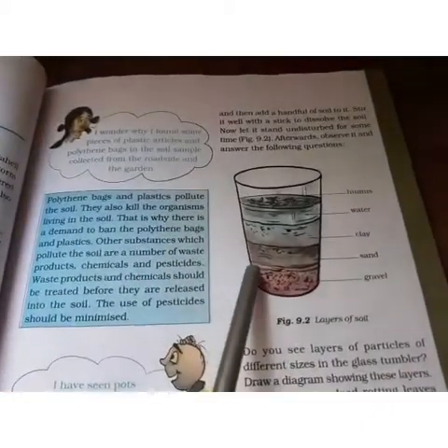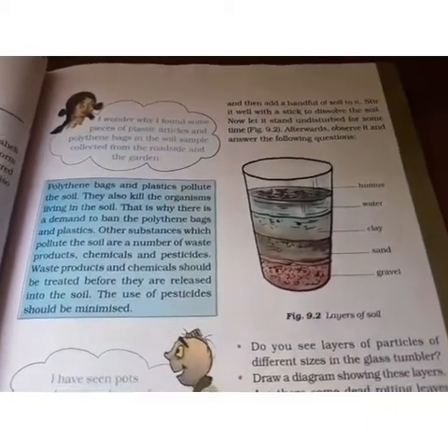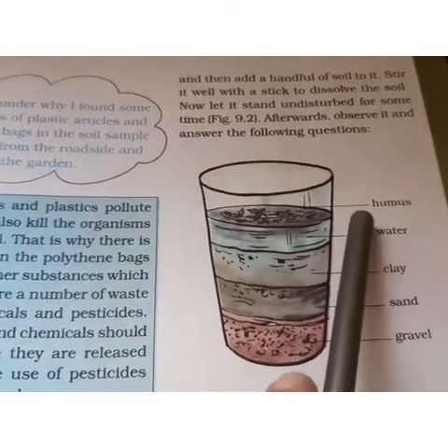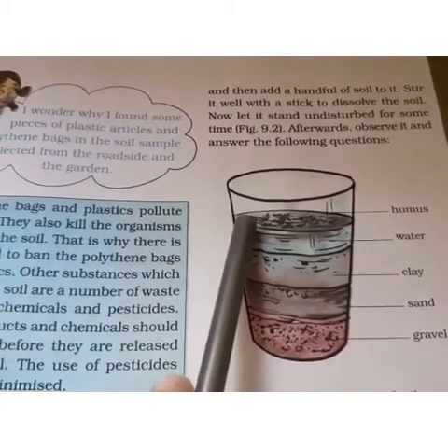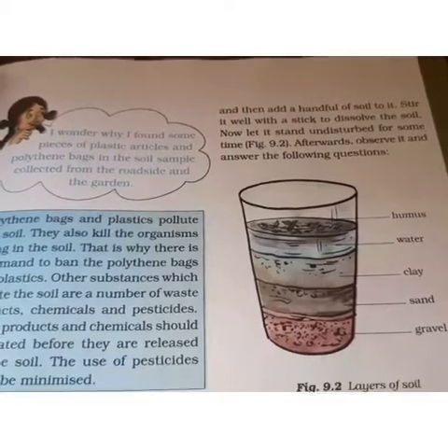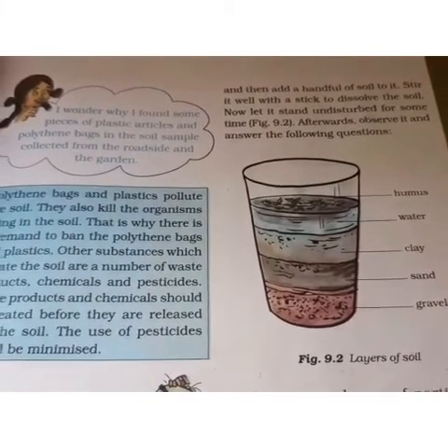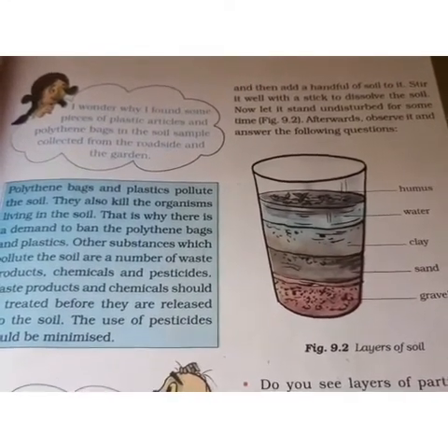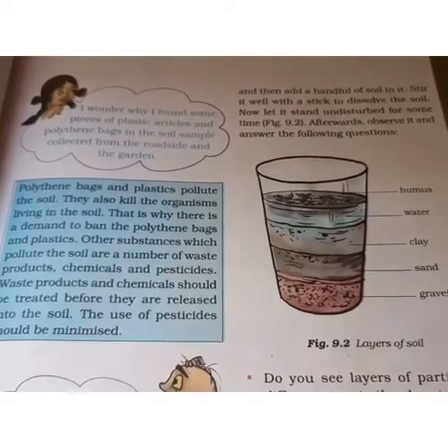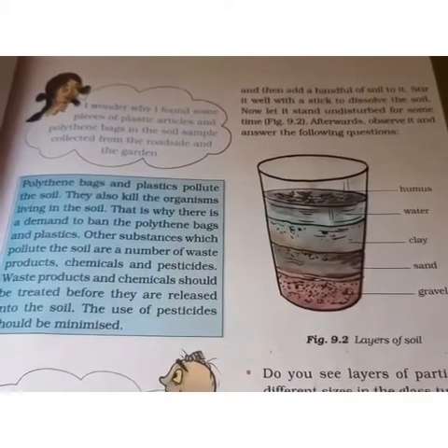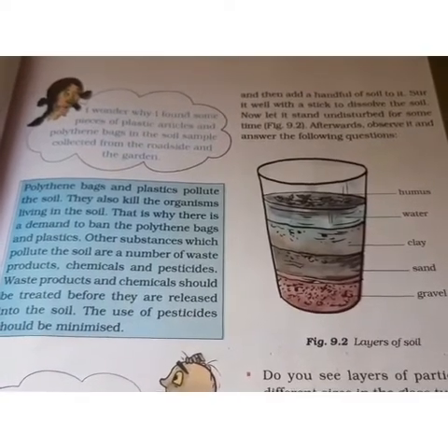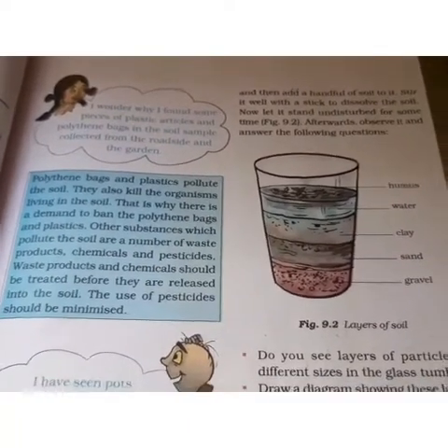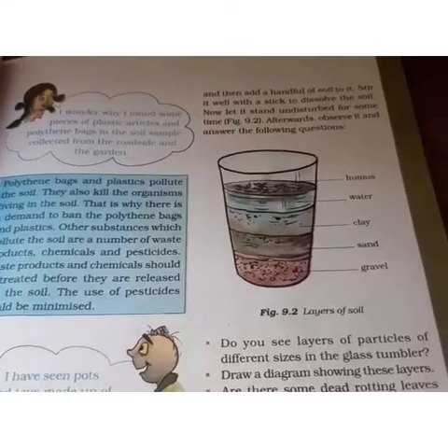Here you can see the different layers of the soil: the gravel, sand, clay, water, and the last is the humus, which is the top layer and is very fertile. We also studied how soil is made: by the breaking of rocks. For years together the rocks are under the effect of air, water and sunlight. With the continuous effect of these, the rocks break into smaller pieces, and those smaller pieces are again broken into very fine particles, which makes the soil. This is called the weathering of the rocks.